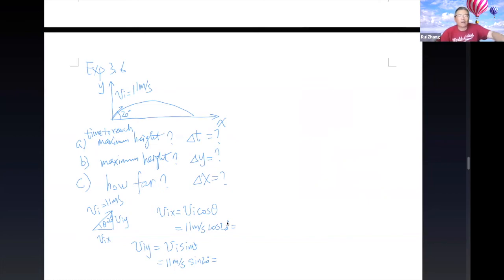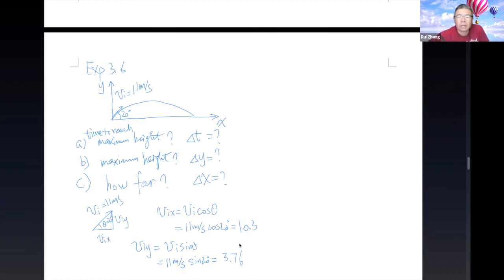Okay, so let's calculate that. That's two numbers. So 11 times cosine 20, you got 10.3 for VIX. And then same thing for sine, 11 times sine 20. You got 3.76. So these are the two components for the velocities.